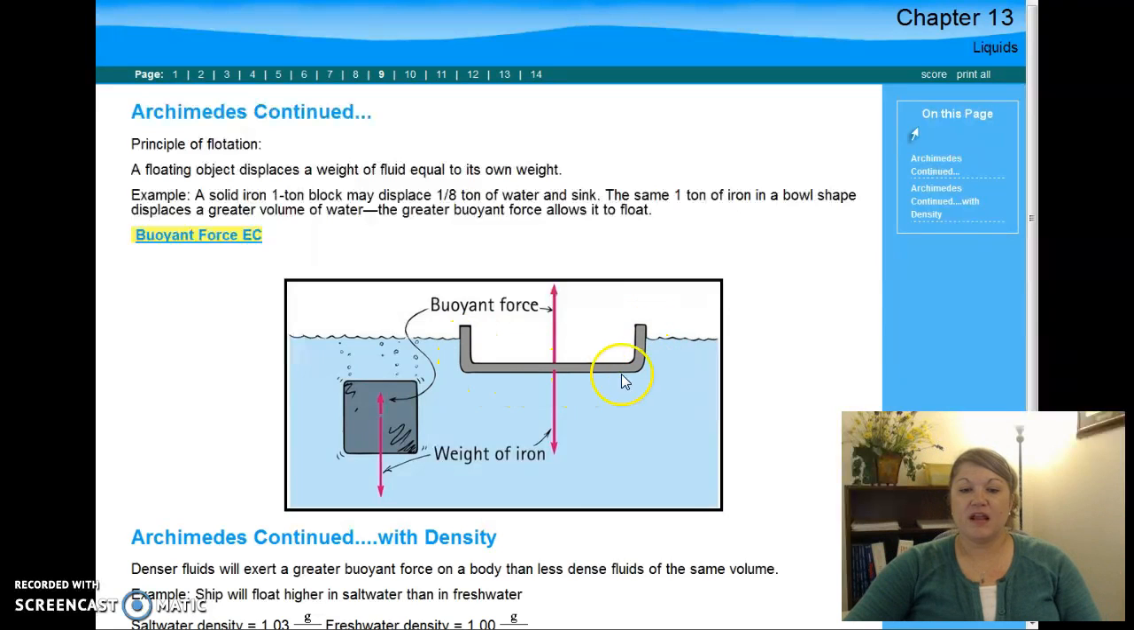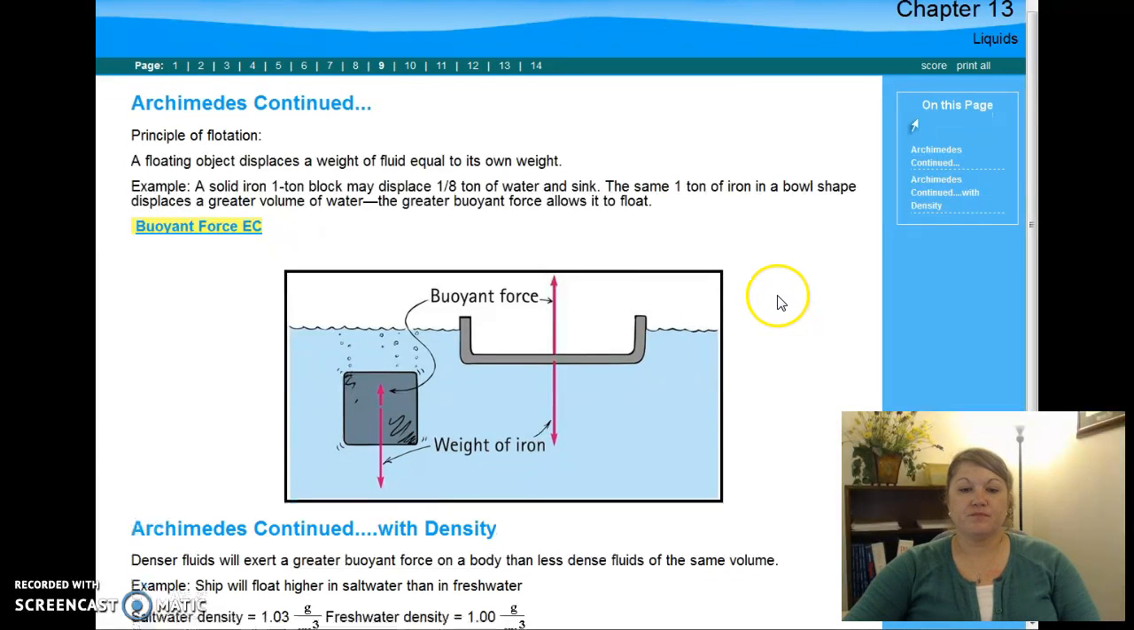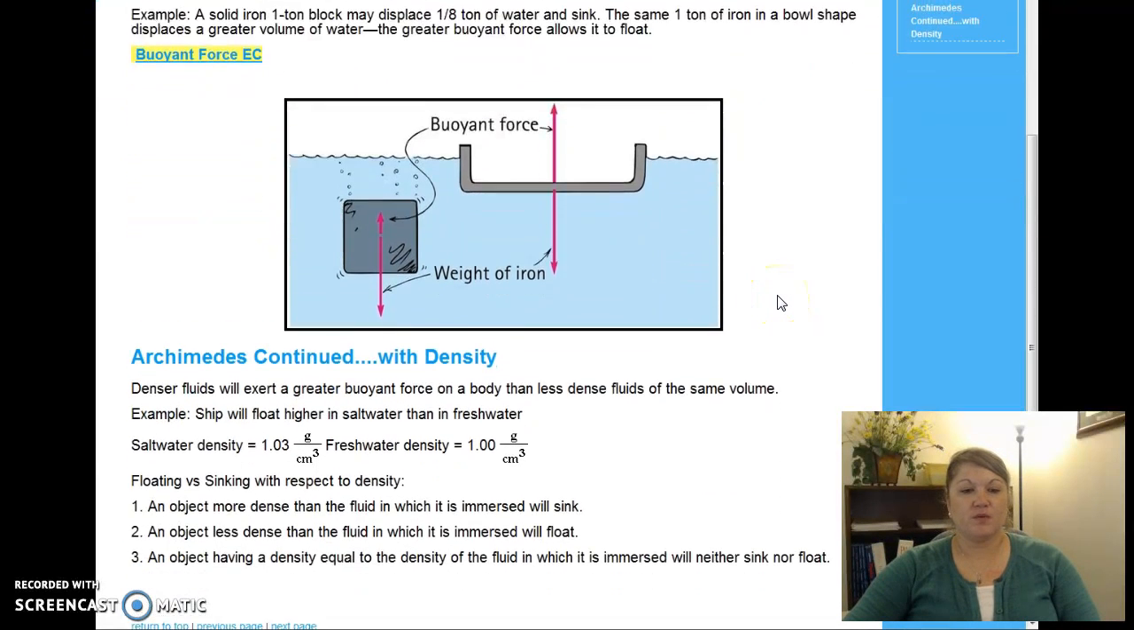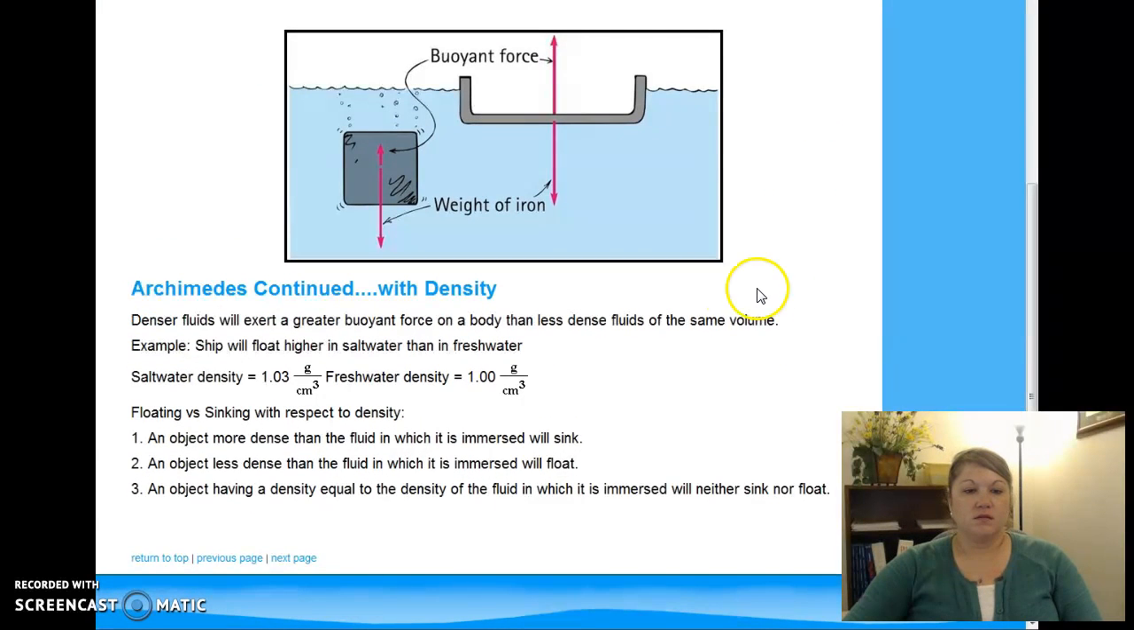The volume got spread out, so now we've got this whole bottom of the boat as a place for that buoyant force to act. Over here, we only had this much space for the buoyant force to act. So spreading out that volume gives buoyant force a little extra time to work. Alright? So density. Here's how density can affect that buoyancy.